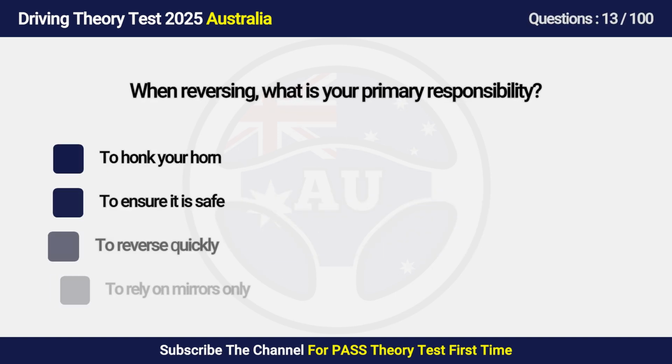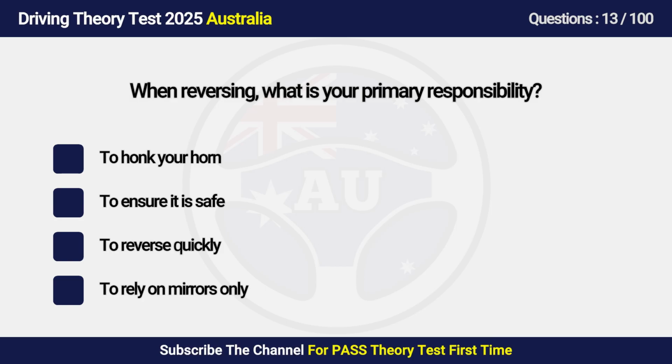Question 13. When reversing, what is your primary responsibility? A. To honk your horn. B. To ensure it is safe. C. To reverse quickly. D. To rely on mirrors only.